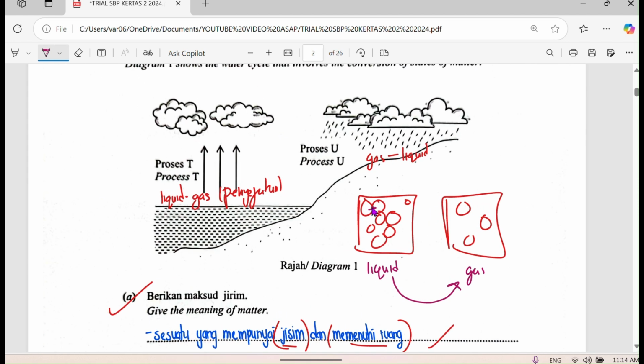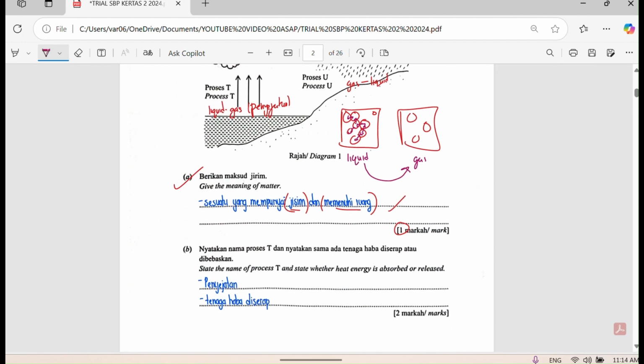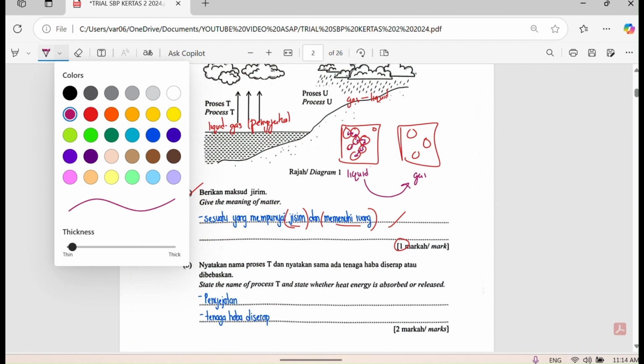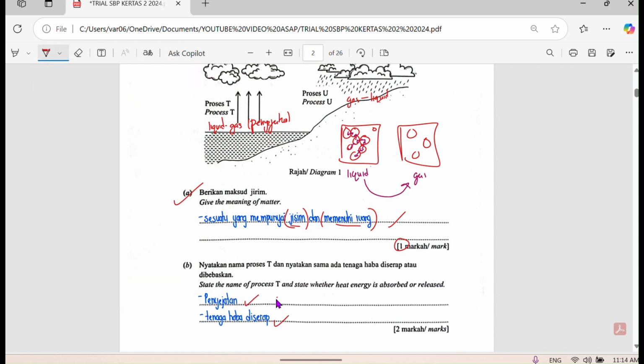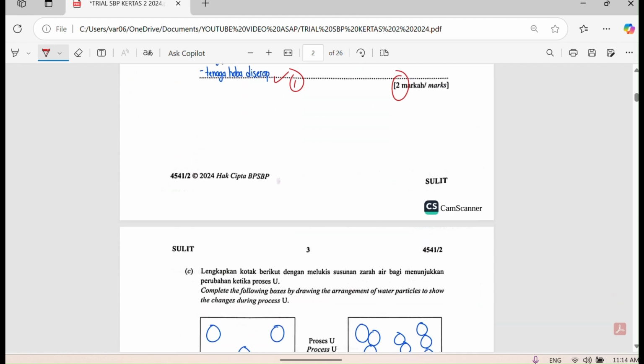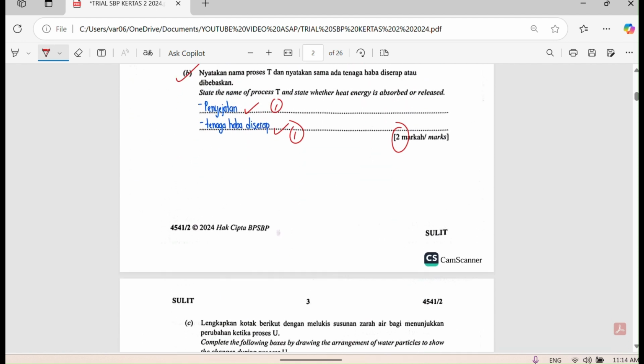Why? Because this heat will help to break the force between the zarah-zarah, between the particles. It will help to break the bonds, the forces between the particles. And for that, we need heat. Jadi, tenaga haba akan diserap. Okay, penyejatan, tenaga haba diserap. 2 marks there. Then, next.